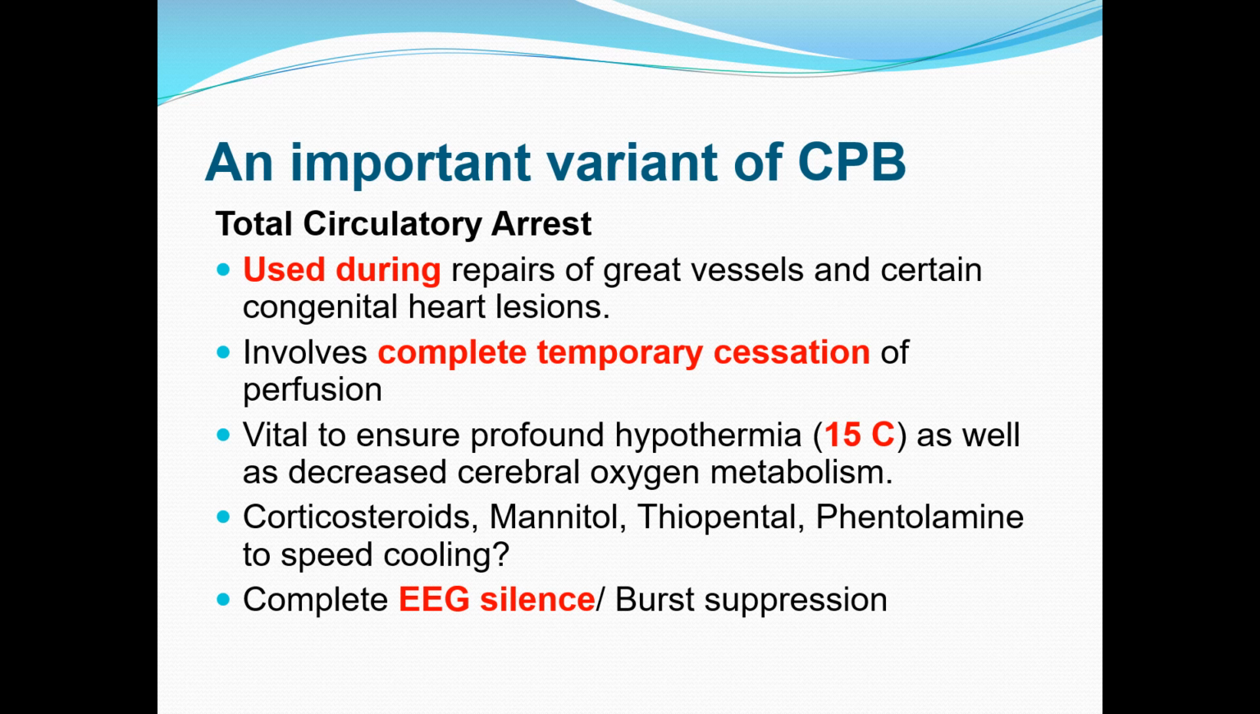Total circulatory arrest is usually used during repairs of great vessels and certain congenital heart lesions, for example, the arch of the aorta. You know that the vessels that supply the brain arise from the arch of the aorta. So when we do surgery on the arch of the aorta, we have to stop blood supply to the brain. In this case, we use total circulatory arrest.